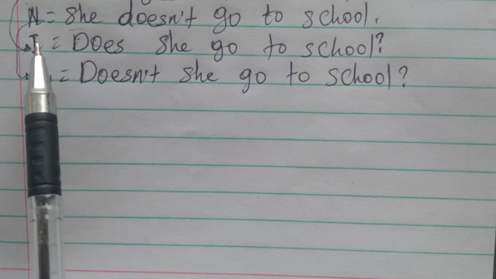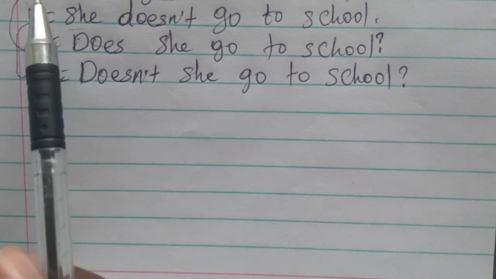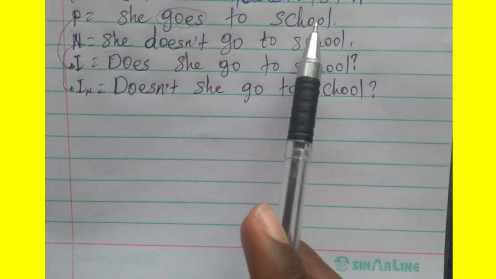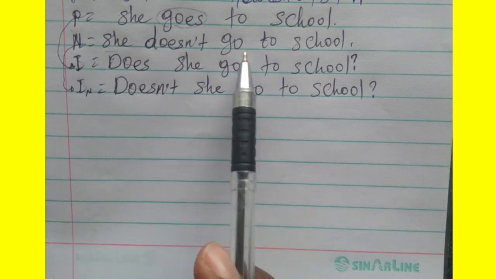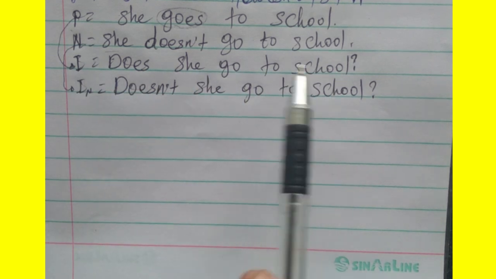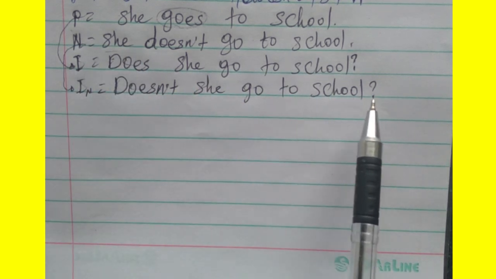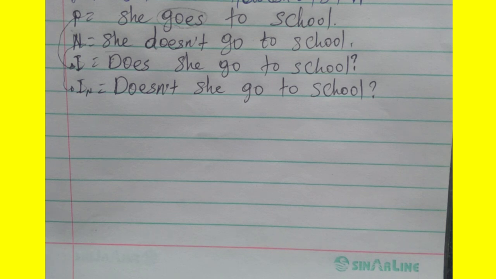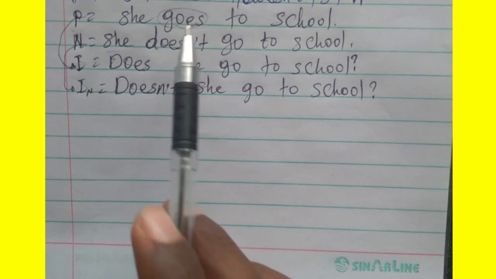So whenever we want to change simple present positive sentences into interrogative and negative sentences, and negative interrogatives, we can change this way. Like we said, positive sentence, she goes to school, change it into negative like this one, she doesn't go to school. The positive interrogative will be does she go to school, and the negative interrogative is doesn't she go to school. These can be the forms of simple present tense when the verbs in the positive sentence are base verbs or root verbs.